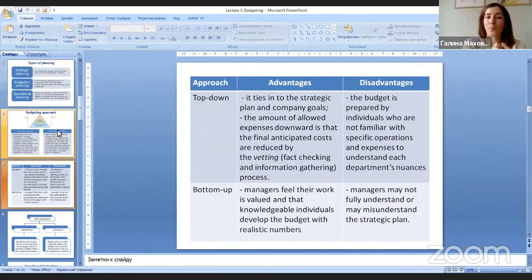These disadvantages may be solved by the bottom-up approach, but in this case we have another problem: managers on the lower level may not fully understand the strategic plan of the organization. So we have two sides. On the one hand, top managers, the CEO, may not be familiar with the operational process, but on the other hand, these operational managers may not understand the main strategic goals of the company.